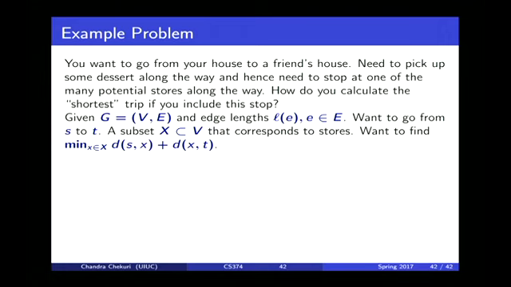Okay, what is the naive algorithm? What does it mean to be a store on the way? Maybe there is no store on the way, right? Okay.